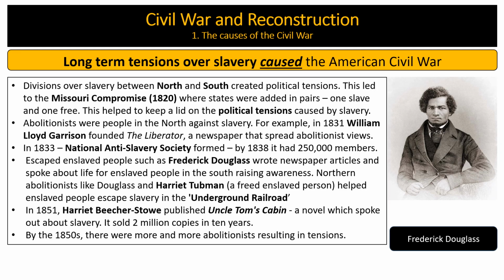Now in 1851, Harriet Beecher Stowe published Uncle Tom's Cabin, a novel which spoke about slavery, and it sold 2 million copies in 10 years. So by the 1850s, there were more and more abolitionists, resulting in long-term tensions.